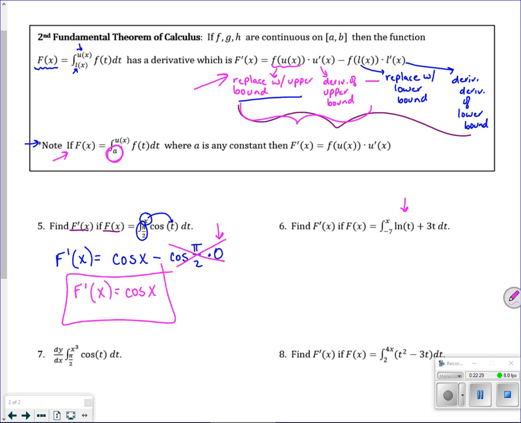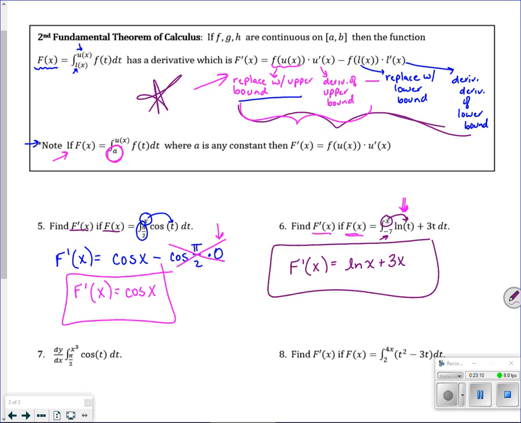Okay, so let's look at number 6. Number 6 says, find the derivative of a function which is defined as an integral. That's when your brain should think second fundamental. It should think this thing right here. You go, all right, f prime of x. I'm going to replace, so that's ln of x plus 3x. I replace all of them. Well, I would subtract the bottom, but I've memorized that if the bottom is a constant, this whole part will go away. That question is over. Done. Finished.